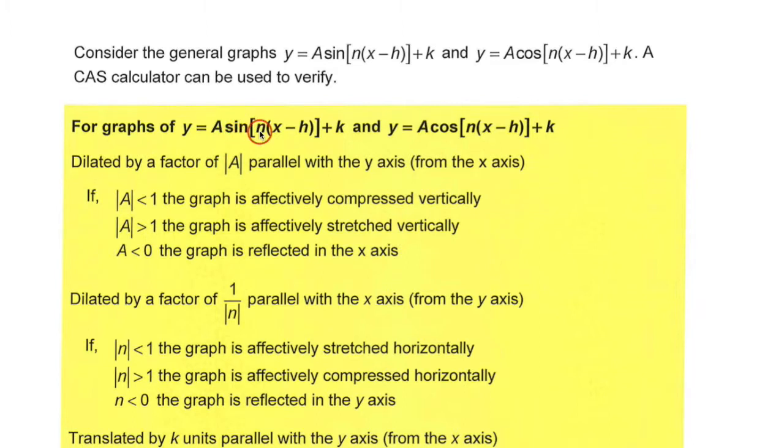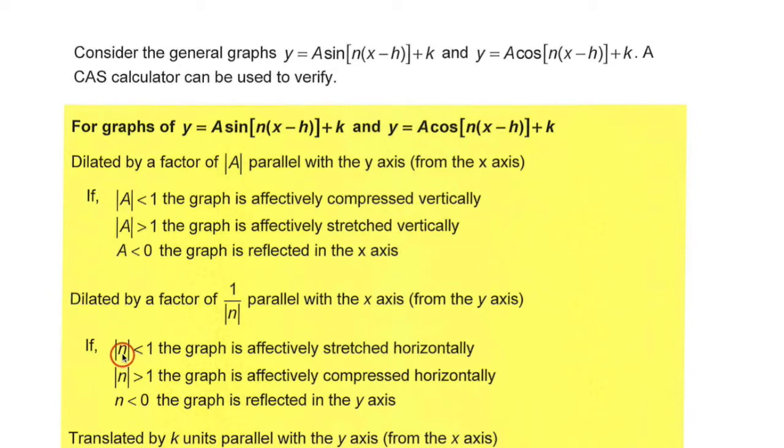What's the effect of n? We say that we have a dilation factor of 1 over the magnitude of n parallel with the x-axis, or in other words, it's from the y-axis. So in other words, we take every x value of the standard graph and we multiply it by 1 over the magnitude of n, 1 over the size of n.